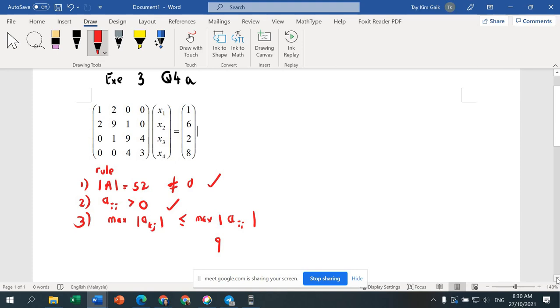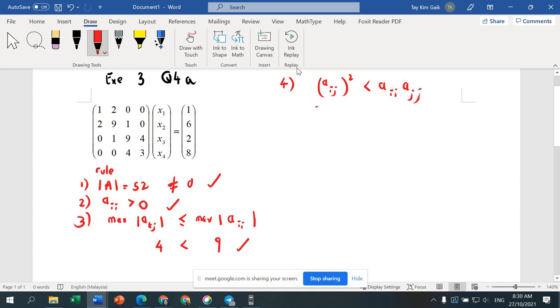There are 2 quick checks for symmetric positive definite. And then the third rule is to identify the maximum of the magnitude of the non-diagonal, which is 4. 4 is less than 9, so number 3 is satisfied. And then number 4 you have to check AIJ squared less than AII AJJ.